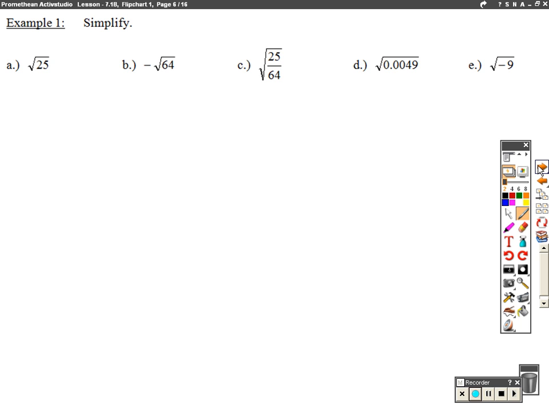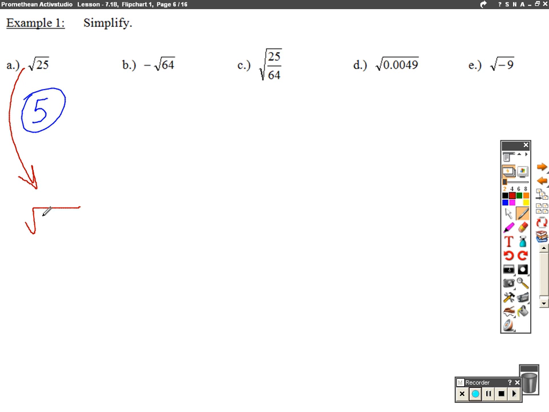Okay, example 1. Square root of 25. What times itself gives you 25? 5. We only consider the principal square root, not the negative 5. Another way to look at this is going to help you for what we're going to be doing, especially when we start getting variables involved.